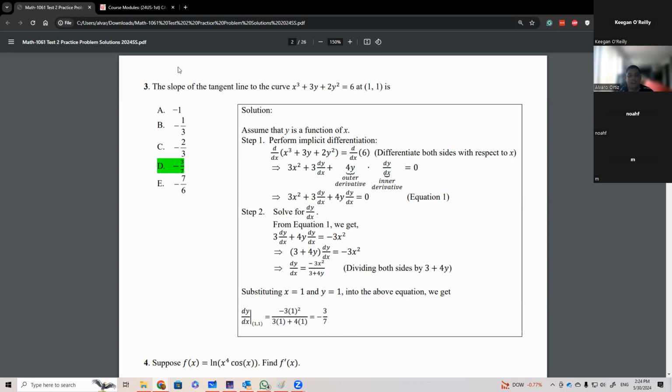If the question is not asking you for the slope, but it's asking you for the line, then you'll need to complete with the equation of the line given this point and given this slope, okay?